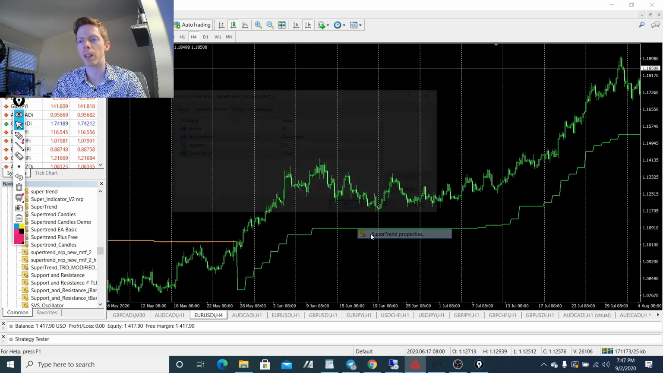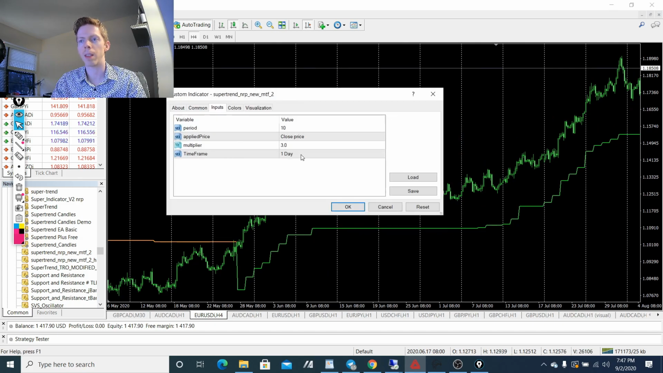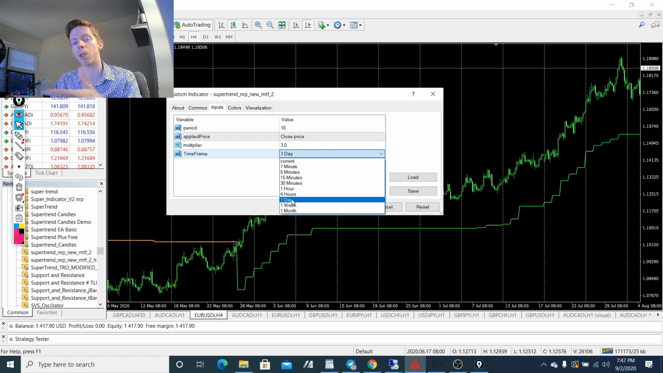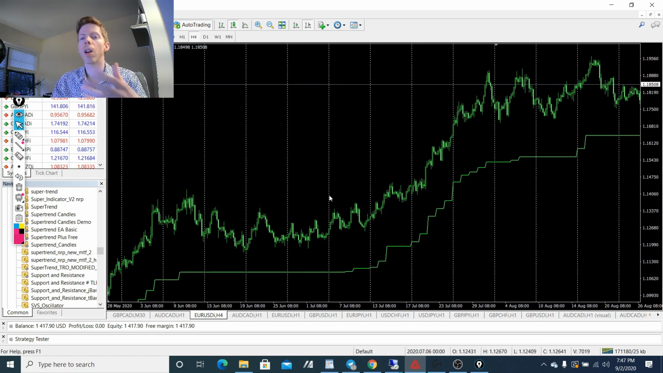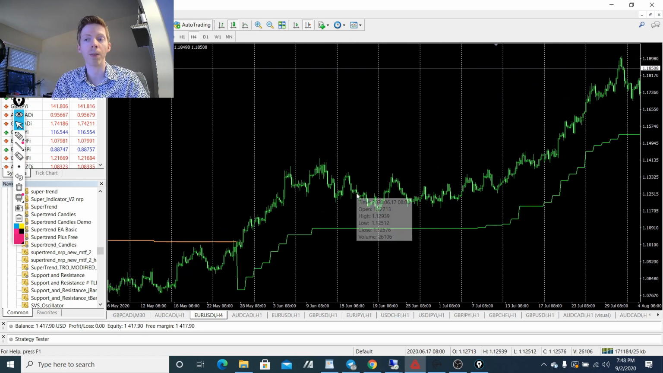If I right click the indicator, it will show that in this particular version I can select the time frame for the indicator to show me the trend on, and in this situation I'm selecting the daily. The daily chart is one of the best places to trend trade because it shows you the trend on a higher time frame with less market noise, and indicators like this really show you powerful stuff.